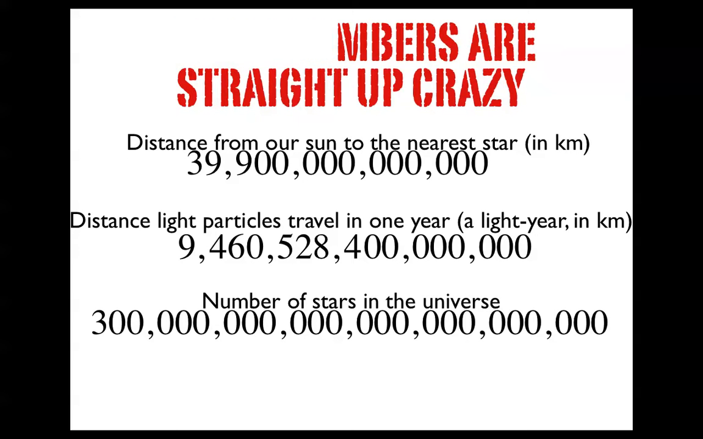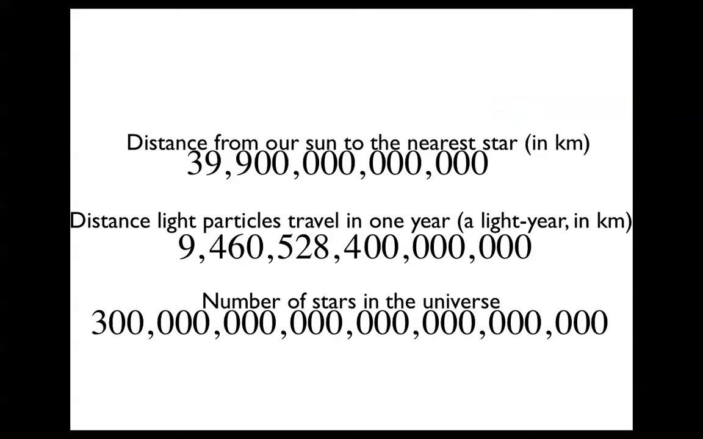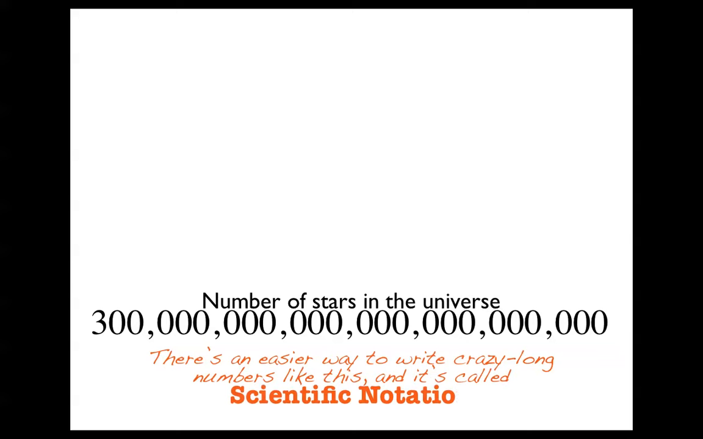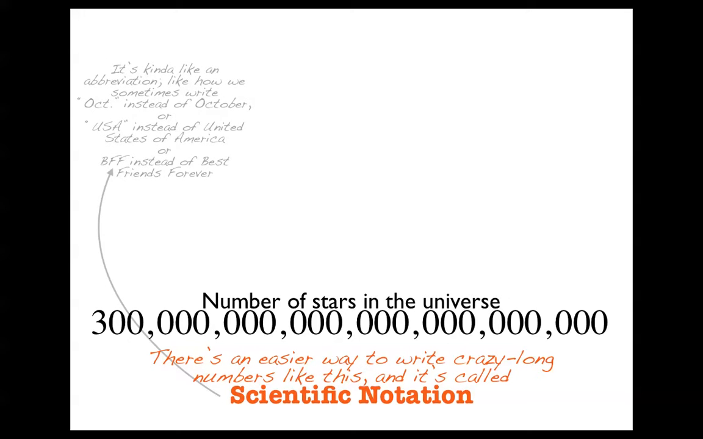Okay, so in order to take these crazy large numbers and make them a little bit easier to work with, what we do is we use what's called scientific notation. It's a way to shorten long numbers, okay? And it's kind of like when we abbreviate things. Scientific notation is an abbreviation of a really long number into a shortened form, like writing Mr. period instead of Mr.